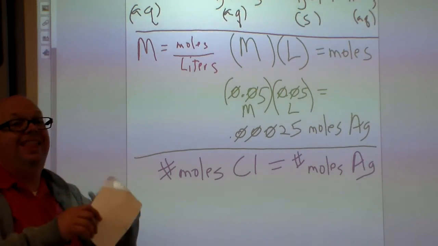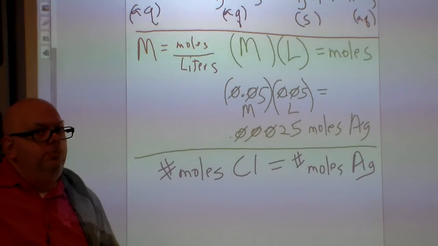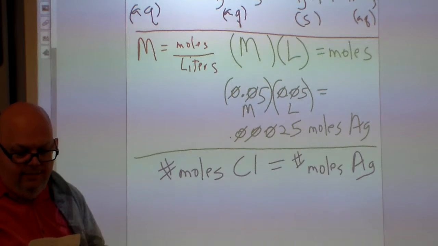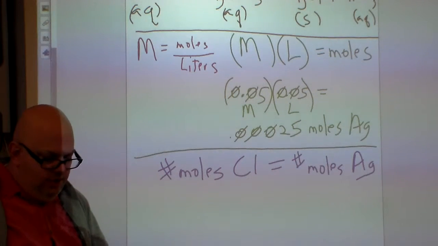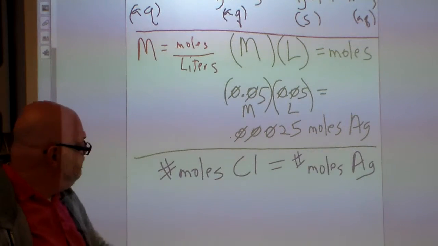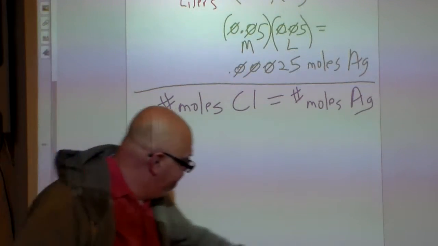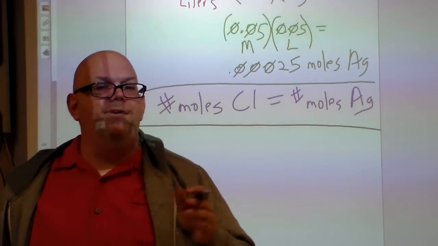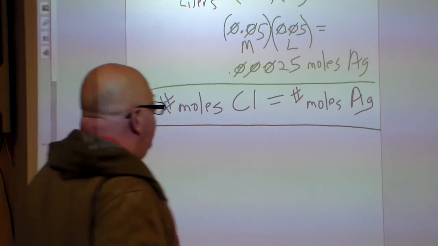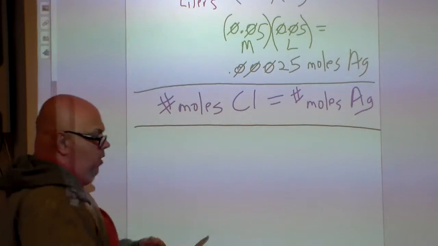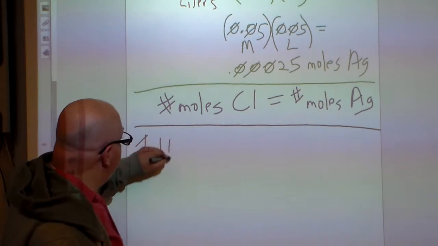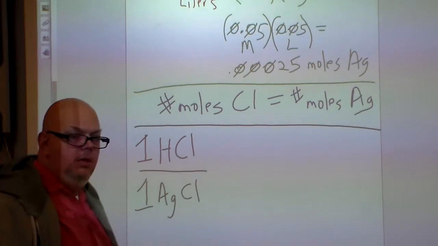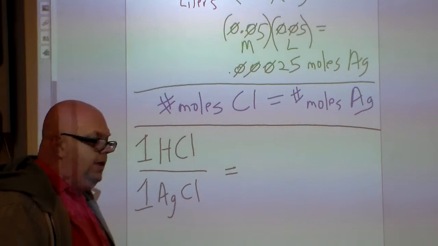I'm spending the time to explain the theory behind this. Well, how many moles of Ag do I have? 0.00025 moles of Ag. Holy cow. All right, so what do I know? I know that the number of moles of Cl has to equal the number of moles of Ag. Now, I know in the formula, according to my reaction, 1 HCl gives you 1 AgCl. That's what we have. And what's that going to equal?